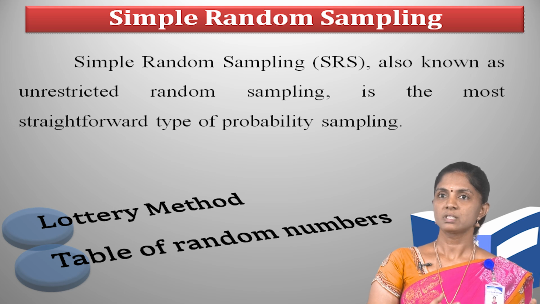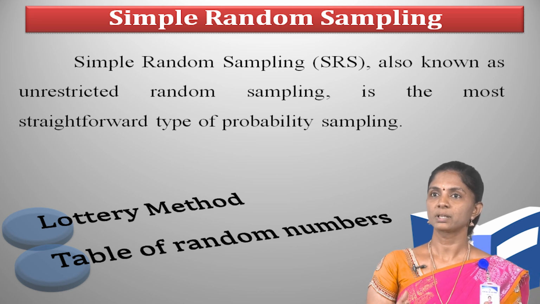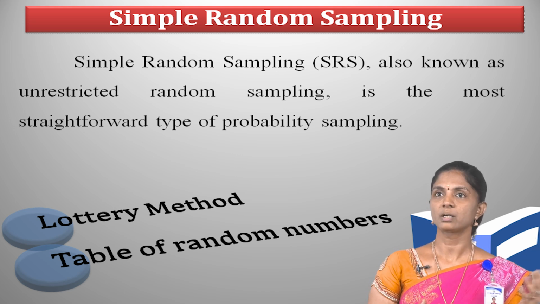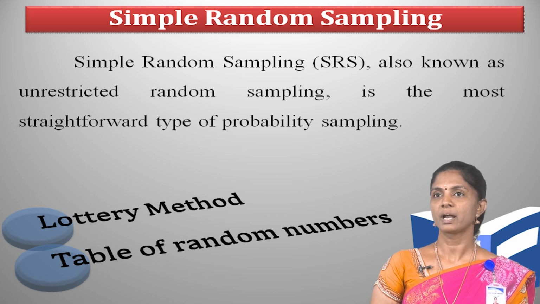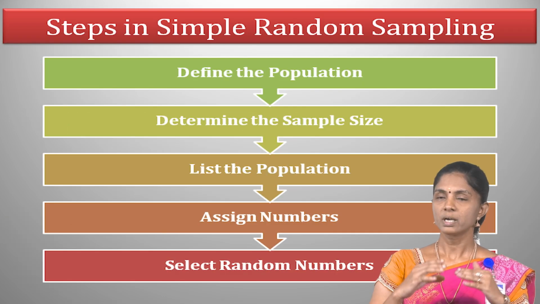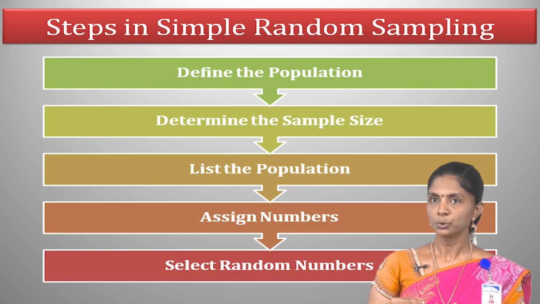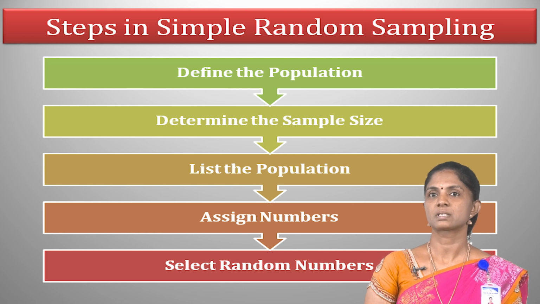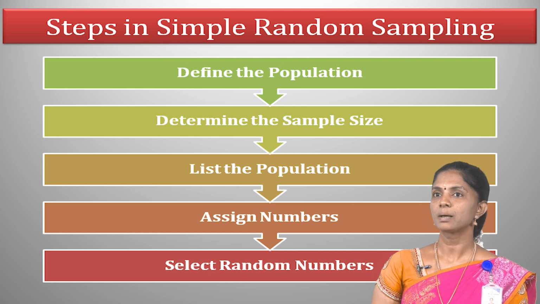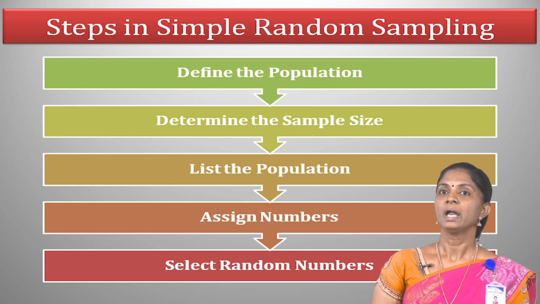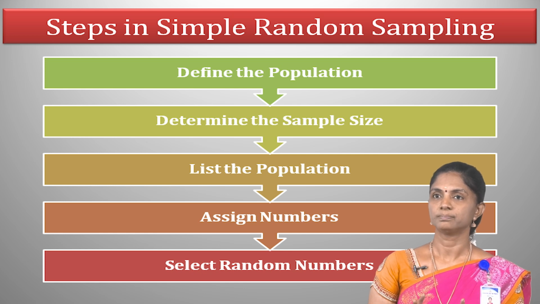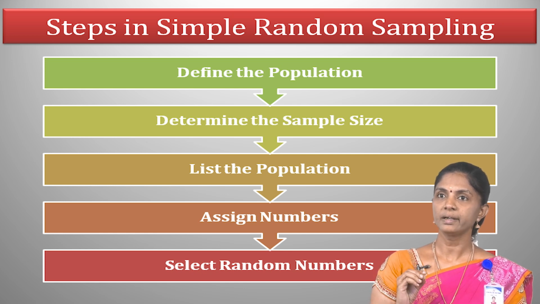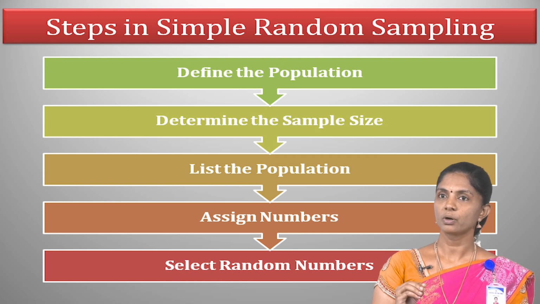So in this way you have to select the simple random sample, choosing maybe the lottery method or the table of random numbers. So what are the steps followed to select the sample using the simple random sampling method? Define the population. First, clearly define the population from which you want to draw a sample.